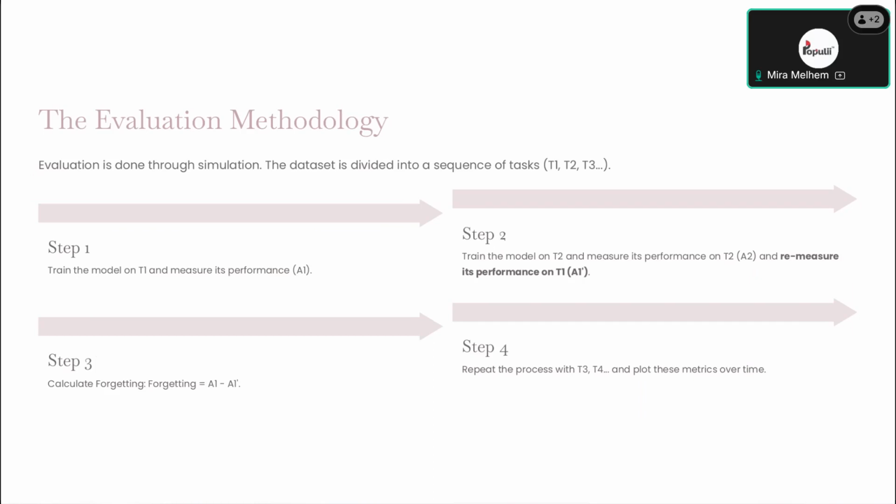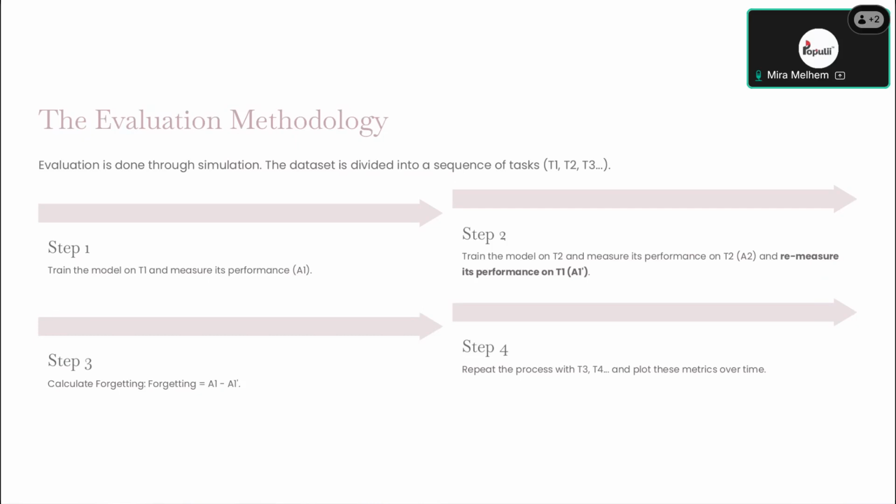And then in step two, we train the model on task two. The model learns and we measure two things over here. The first one is A2 and the second one is A1. I'm sorry. A2 is the performance on the new task, and A1 is the performance on the old task after learning something new. So it's not just A1, it's A1 dash or A1 prime. This second measure is crucial because it shows whether the model forgot anything from T1 and whether it's learning well from T2.